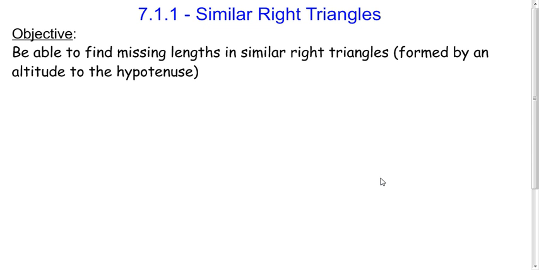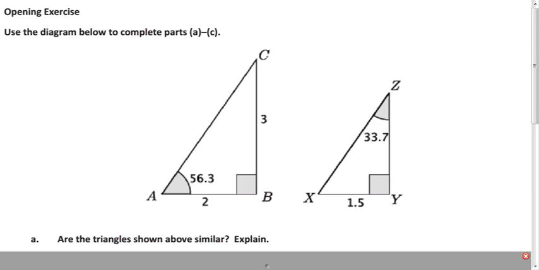Hello class, in this video we're going to learn how to find missing lengths in similar right triangles. Specifically, right triangles that get formed by drawing an altitude to the hypotenuse of a right triangle. First, here's a little bit of a refresher, and I'll figure out are these similar first.